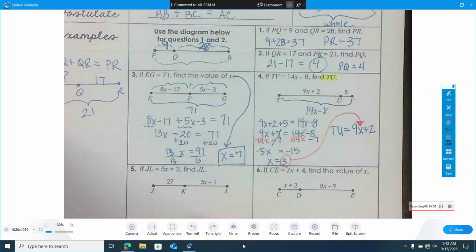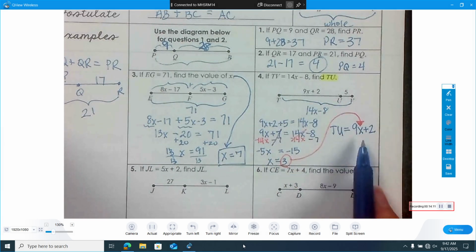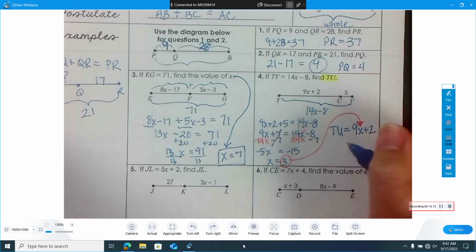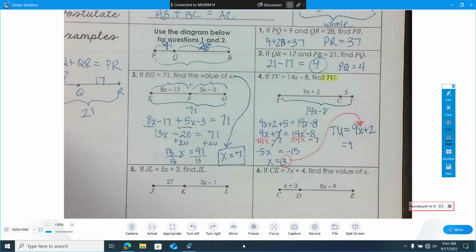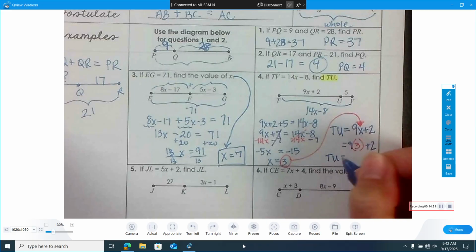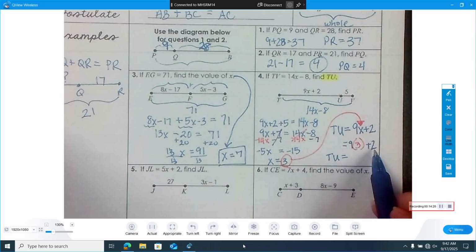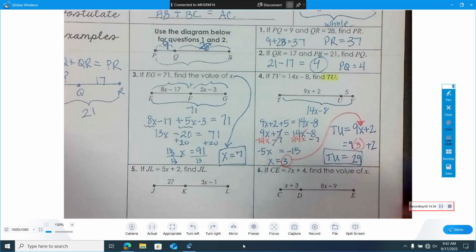So here, it's telling us we know that TU has a length of 9x plus 2. I got to plug in the value we just found. So 9 times the 3 plus the 2. You can use your calculator. This is a great thing for a calculator, but it's not hard. 27 plus 2 is 29. That is what we were looking for. So plugging something back in is something we have to do a lot in this class.